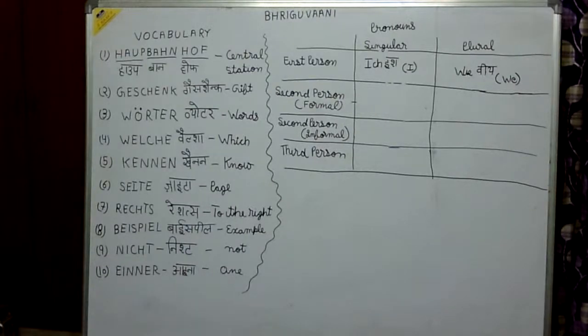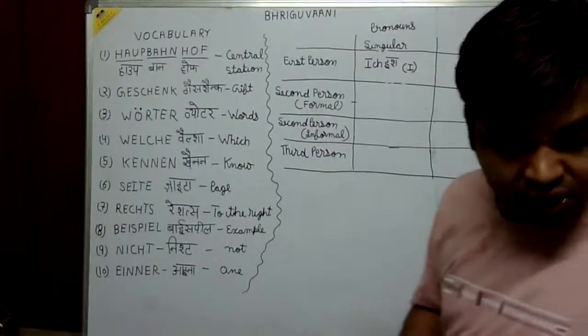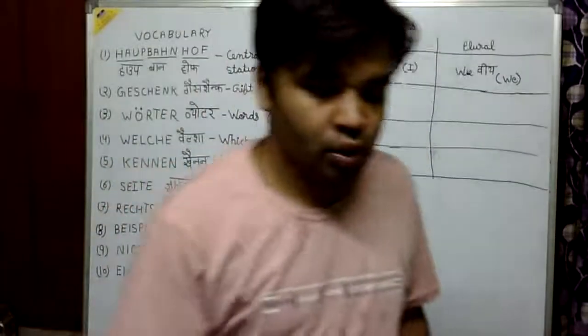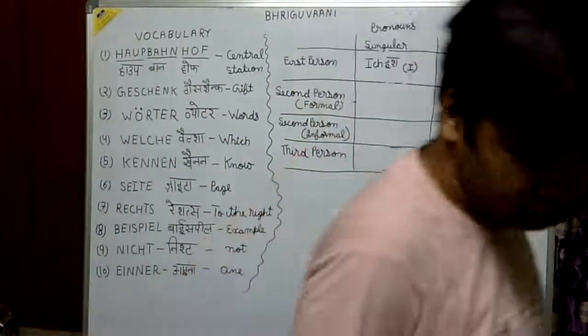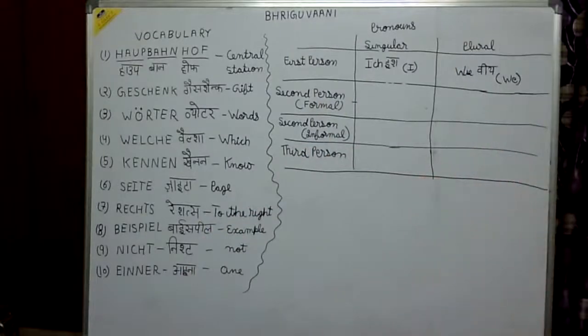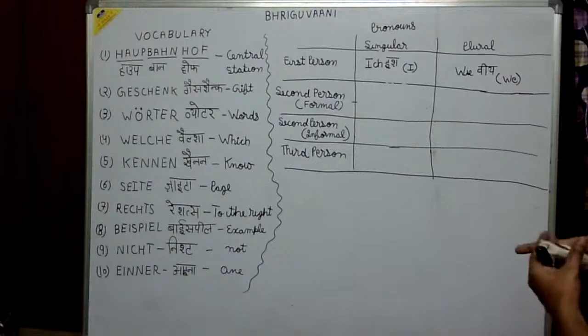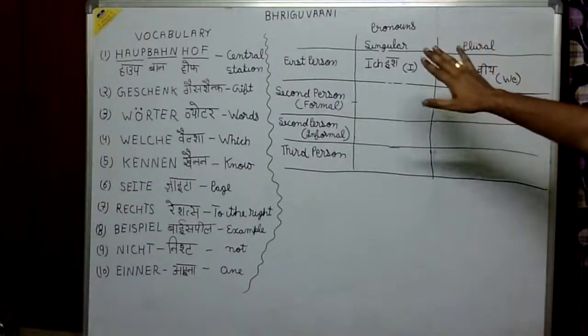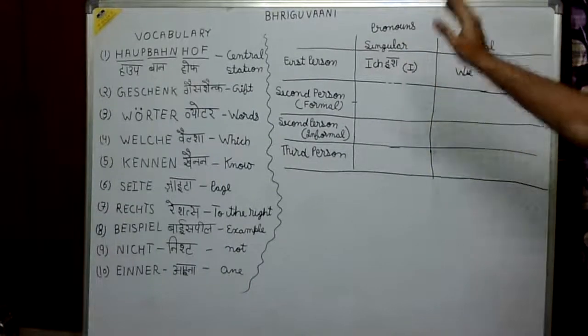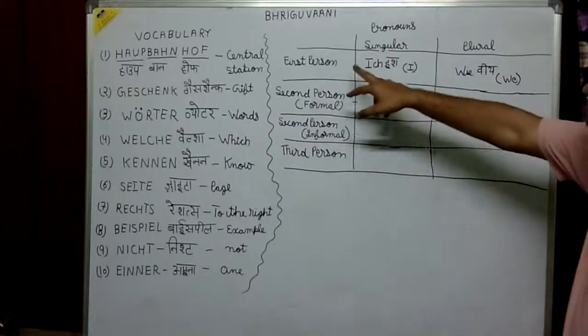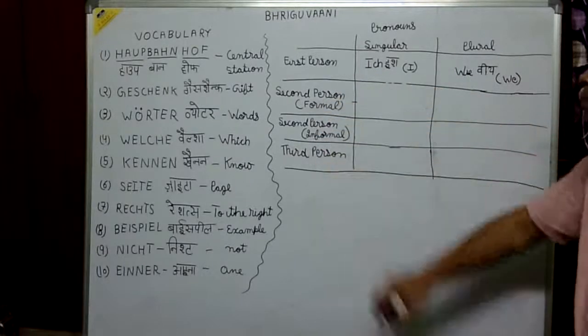So I am back after my dinner, and we shall continue where we left. As you can see here, we are studying the nouns. In the case of nouns, we have three types of person: first person, second person, and third person.